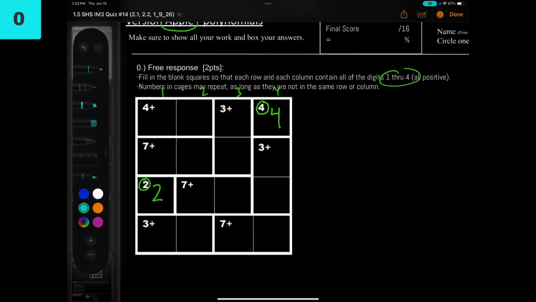Okay, now we need to figure out two numbers that add up to be 3. So I'm thinking 2 and 1, but I can't put the 2 underneath because I'm repeating, so it'll be 1, 2.